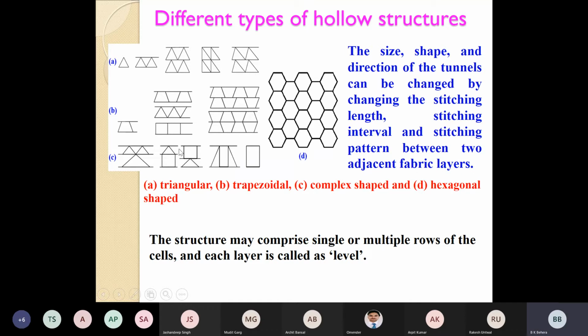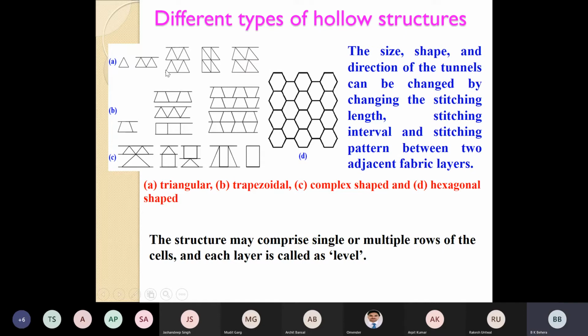So you must be wondering what is the need of making such a different type of cell geometry in a spacer fabric. Here you can see honeycomb, a hexagonal cell geometry. So you can have spacer fabric having cell geometry as a triangle, trapezoidal, complex shape, hexagonal shape, and many more. But the question is why? What is the necessity? Because these fabrics are converted to composite material.